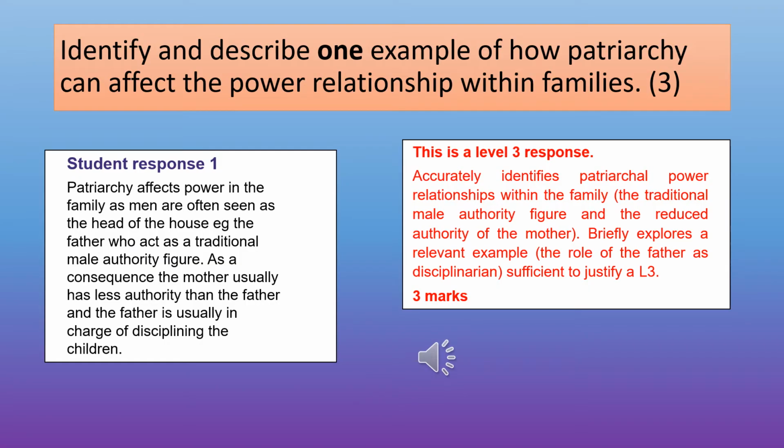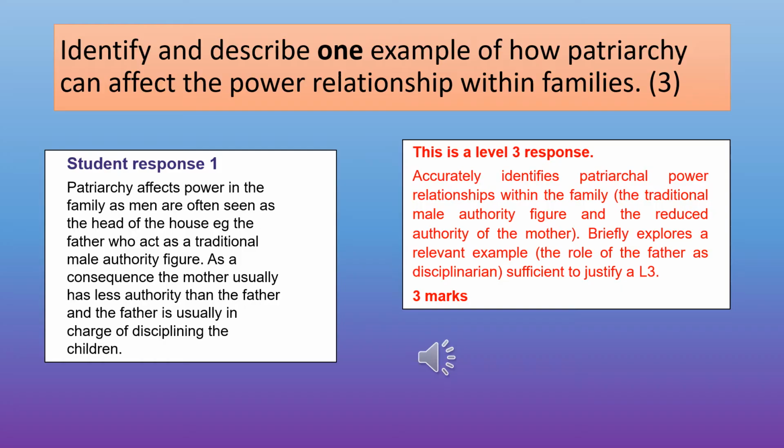Now this answer is really good for a number of reasons, but the main reason is its length. It's really short, really concise, but accurate. So they've accurately identified patriarchal power. They've put it in the role of the family, as the question asks you to do. So they've talked about traditional male and female roles here of authority figure and mother, and they've given an example. So the idea that the father is a disciplinarian, and this gives them the 3 marks.